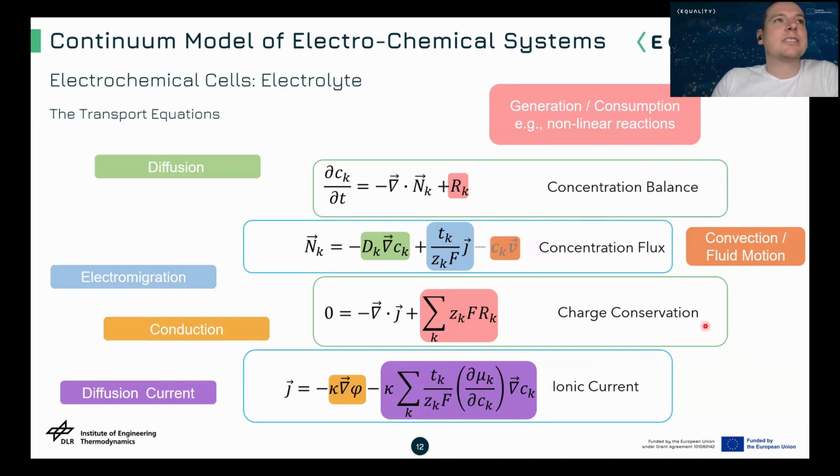And these are influenced by different factors. So we have diffusion, we have electromigration, conduction, diffusion current, and convection. And the probably most important part is the generation and consumption, which in battery cells usually happen through reactions. And these are usually nonlinear terms in our differential equations. So they are governed by the so-called Butler-Volmer reactions, which add a lot of complexity to our models.